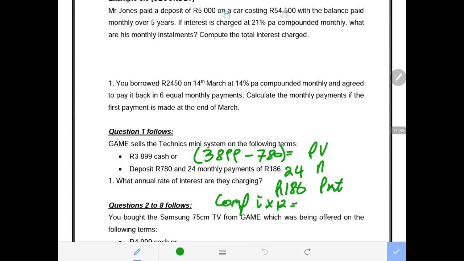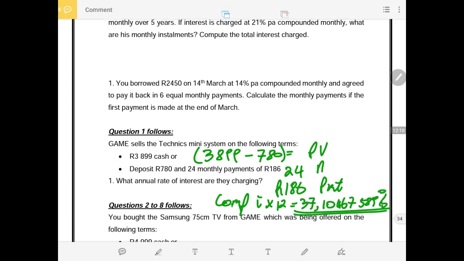Why are we multiplying by 12? Because the interest will be compounded monthly, 24 monthly payments. Then the annual rate of interest will be 37.10467589%. So this will be the annual rate of interest that will be compounded monthly. So now this will be in response to this question.